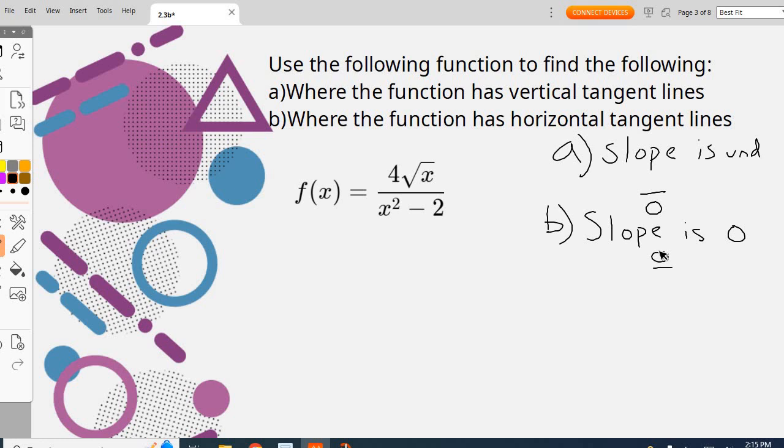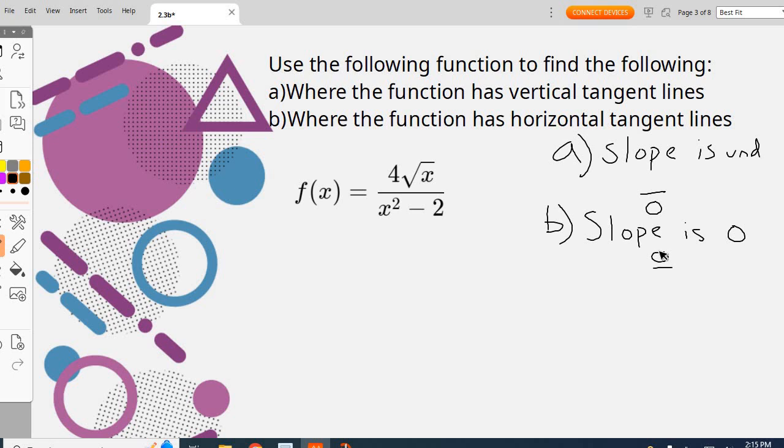So this is a good example of one where you are technically taking the derivative, but it doesn't actually ask you to take the derivative. So you have to know that a tangent line means that I'm taking the derivative, and that if it's a vertical tangent line, the slope is undefined. And if it's a horizontal tangent line, the slope is 0. And you will see these a lot when we are using our quotient rule.